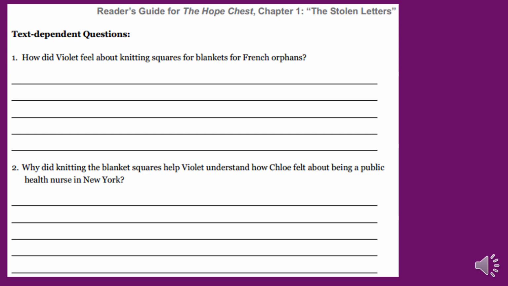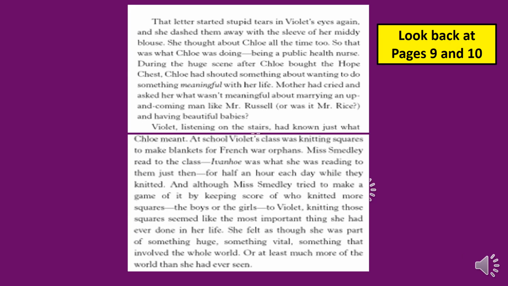Now you need to complete these two text-dependent questions from Chapter 1, The Stolen Letters. Number 1. How did Violet feel about knitting squares for blankets for French orphans? Let's look back in the text at pages 9 and 10.